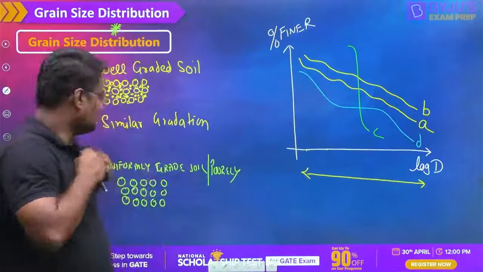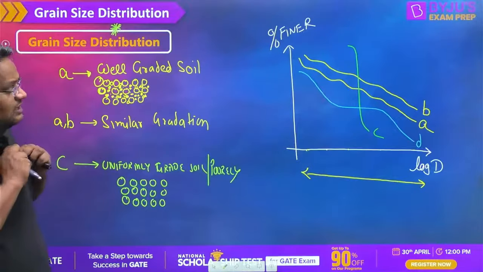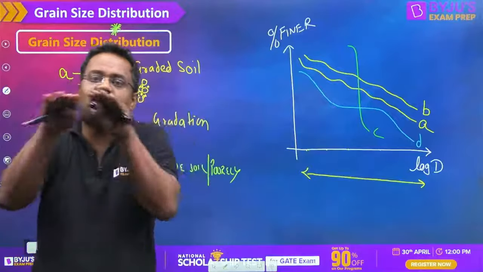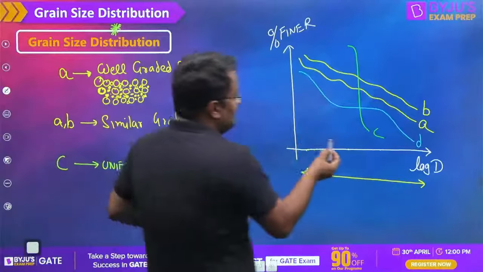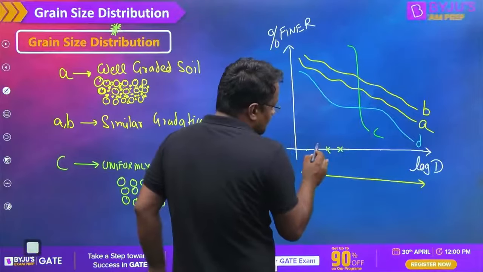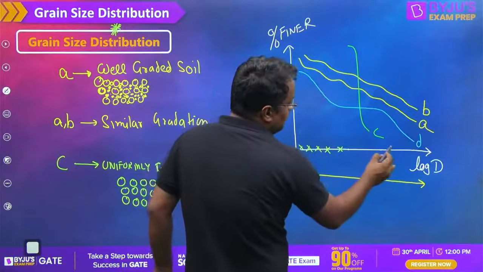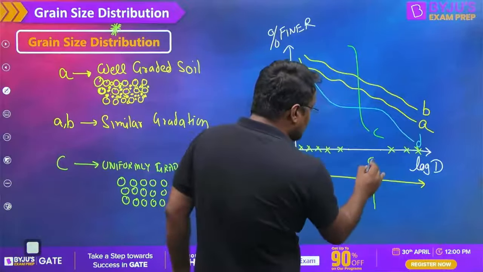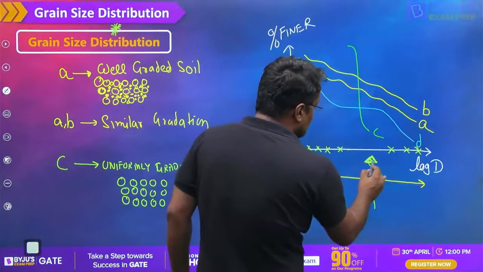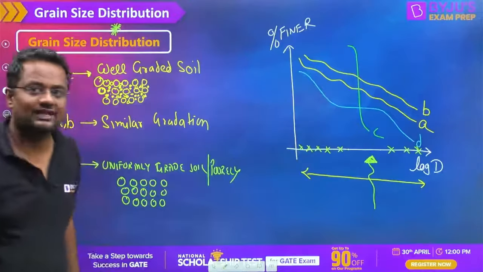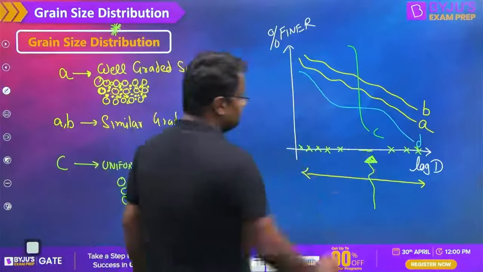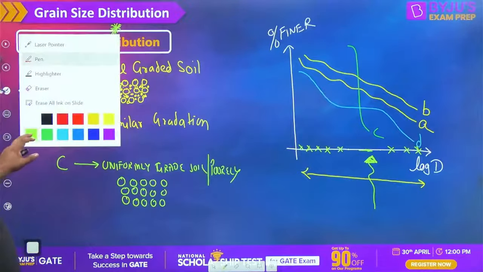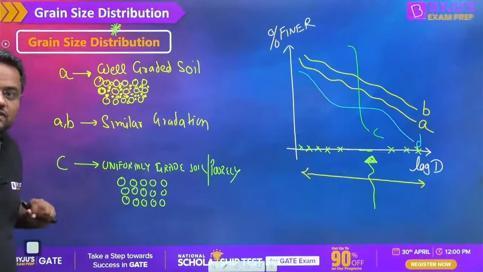So this is uniformly graded soil. Because see, flatter the curve, better it is for coarse grain soil. See here, there is no curve here, no curve here, no curve here. All the curve is in this range, so that means all the soil is like this. This is the best curve, this is the worst curve. Yellow is the best, green is the worst.